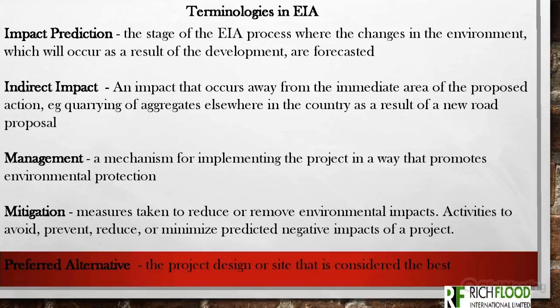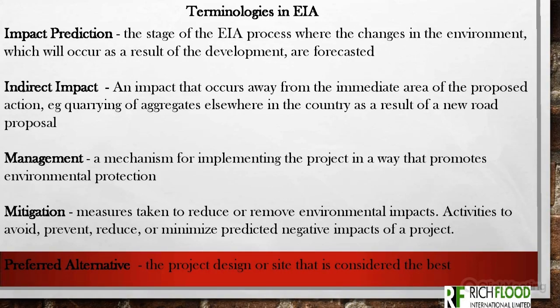Indirect impact occurs away from the immediate area. Remember earlier we said direct impact occurs within the facility, while indirect impact occurs away from the immediate area of the proposed project. Management: we make use of management a lot, even in the tool, we say environmental management. What do we even mean by management? It's a mechanism for implementing the project in a way that promotes environmental protection. We manage and ensure protection of the environment.